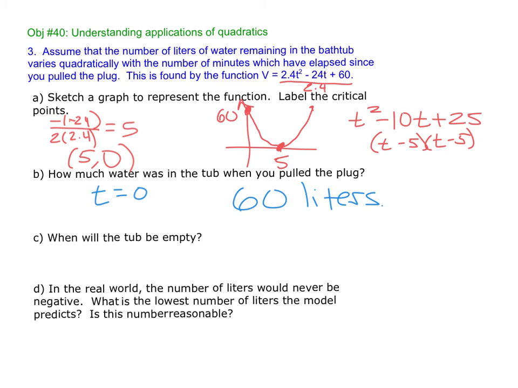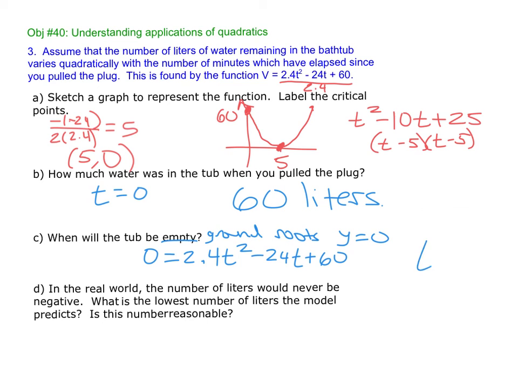When will the tub be empty? So when does the volume, V, the volume of the water, equal 0? If I set that equal to 0, well, we also have that. That's another thing for the ground, the roots, right? That's y equals 0. We already found that. t equals 5, right? So again, just front load all the stuff, and then you just have to figure out what it's asking.